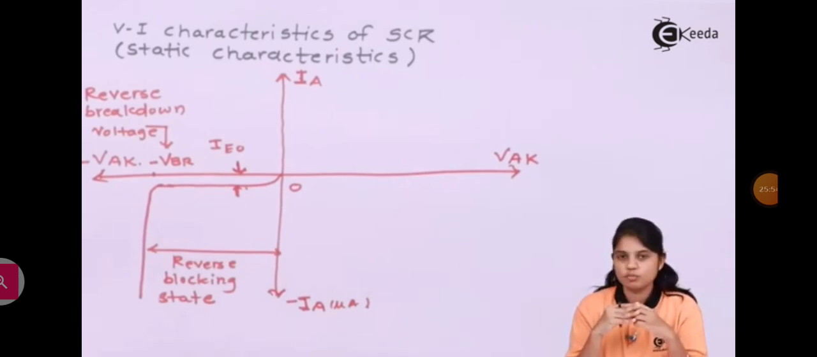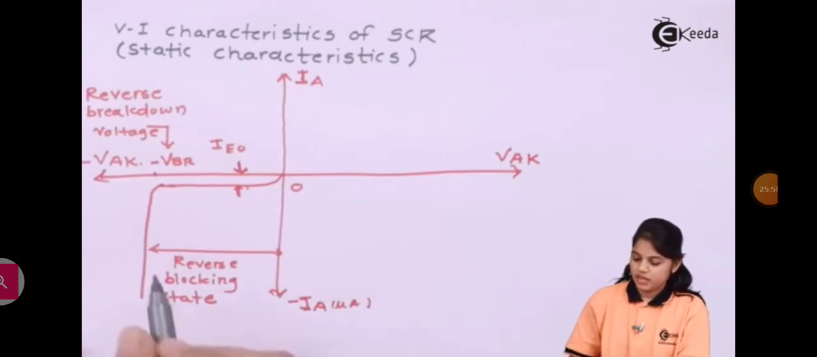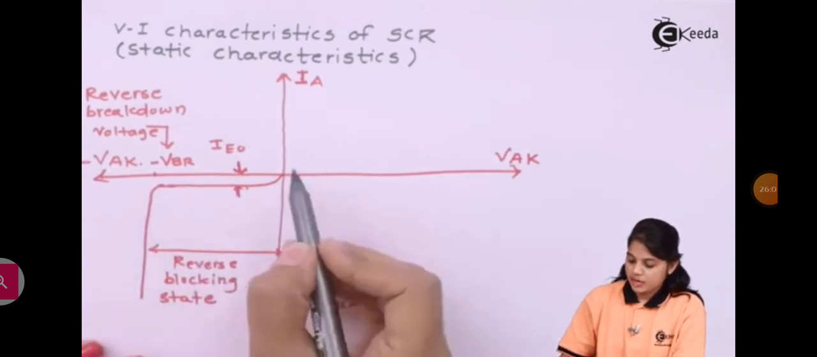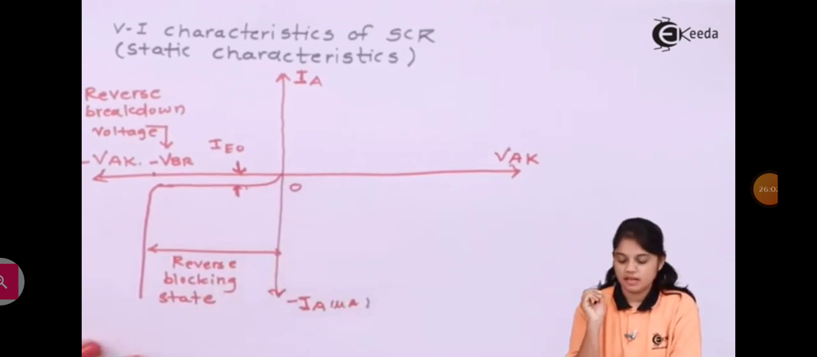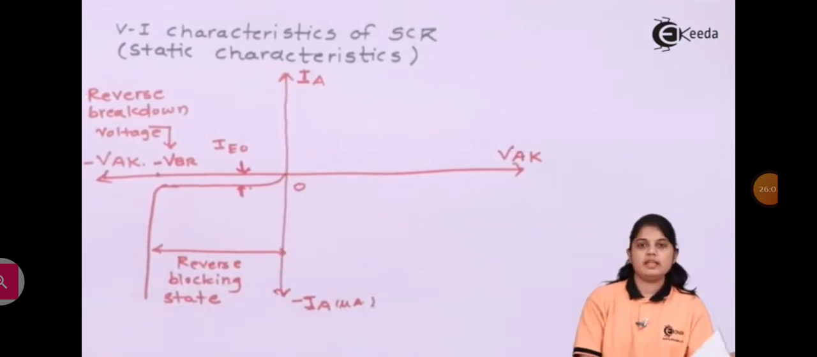So now let's move towards the forward blocking state and forward conducting state. If you have understood this, now we can understand the forward blocking state in a much better way. Now let's again see the construction.